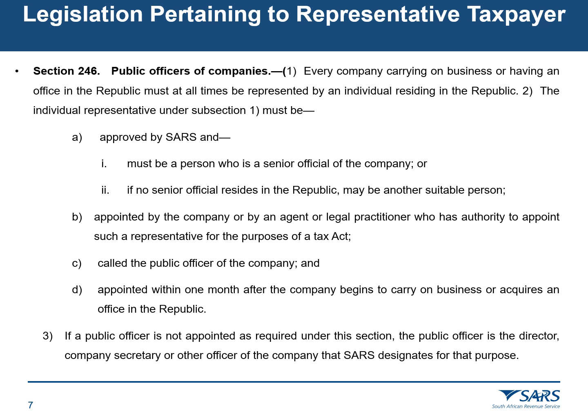The individual representative under subsection 1 must be approved by SARS and must be a person who is a senior official of the company, or, if no senior official resides in the Republic, may be another suitable person, appointed by the company or by an agent or legal practitioner who has authority to appoint such a representative for the purpose of a tax act, called the public officer of the company, and appointed within 1 month after the company begins to carry on a business or acquires an office in the Republic.